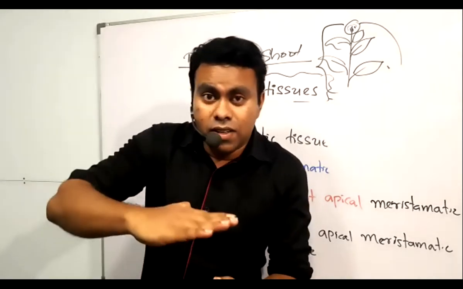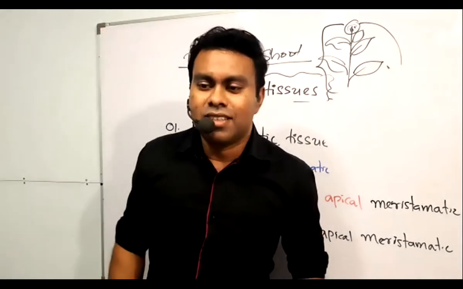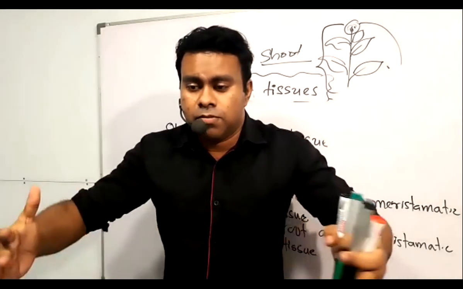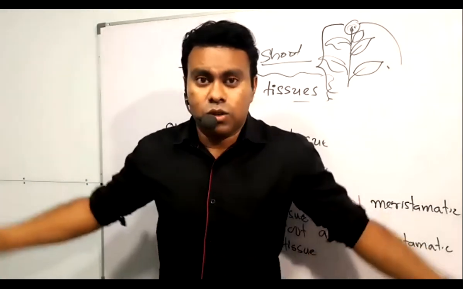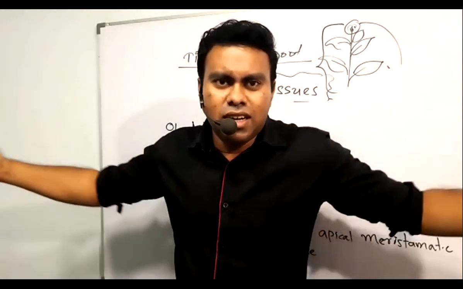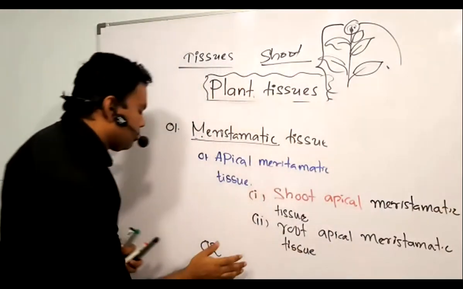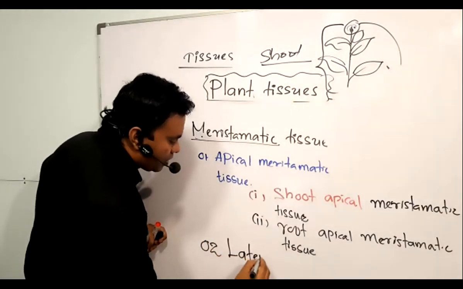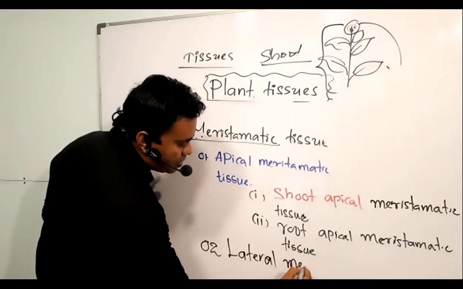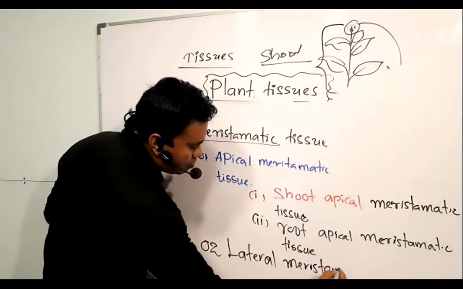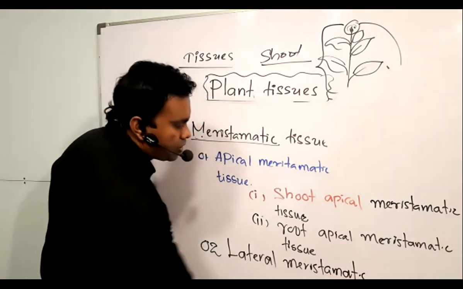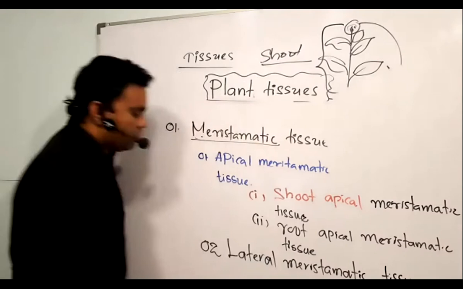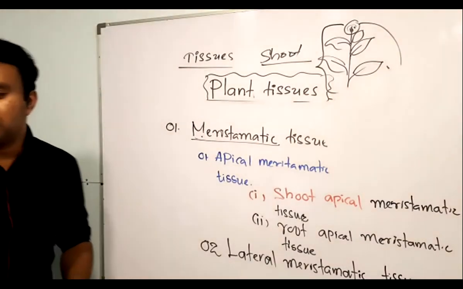Trees you have seen not only grow taller, what else happens? What happens? It increases its diameter. There is tissue that keeps dividing sideways. So that's lateral meristematic tissue. The second type is lateral meristematic tissue.